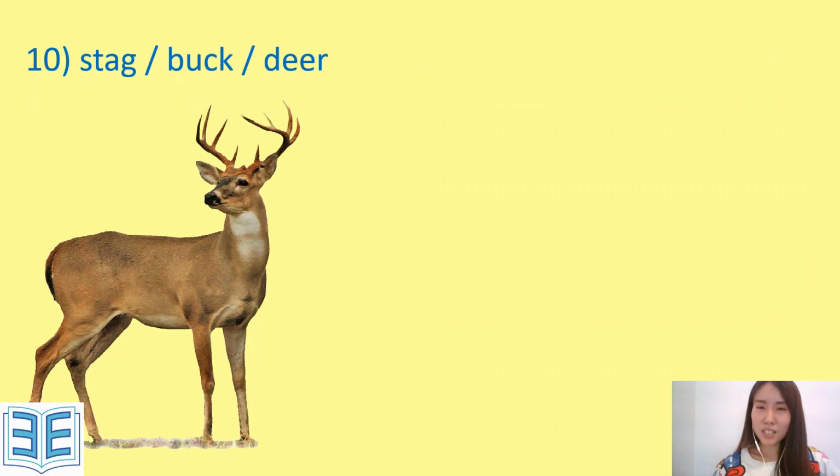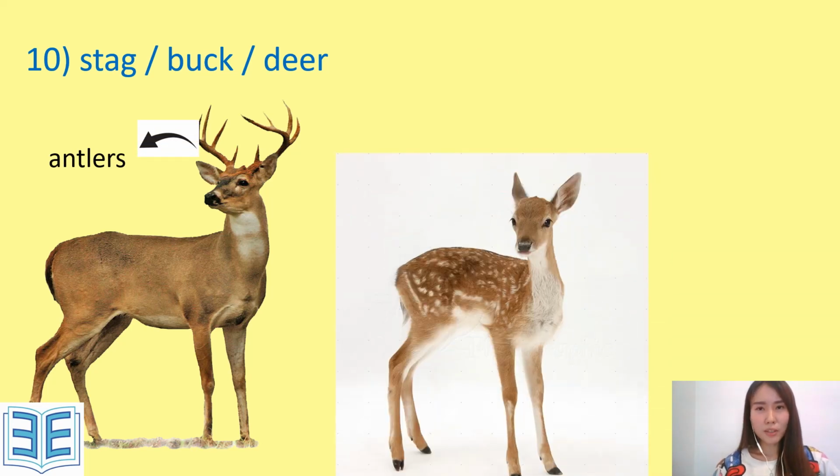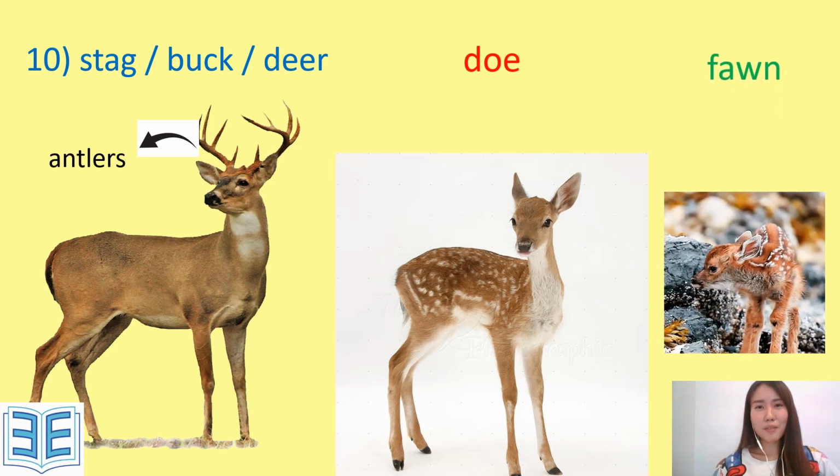Then for the family of deer, besides deer, you can also call it the stag or the buck. And the one on top of its head, it's antlers. As for the female, it's a doe. Again, that's a song for this doe, a deer, a female deer. And then for the baby, we have fawn.